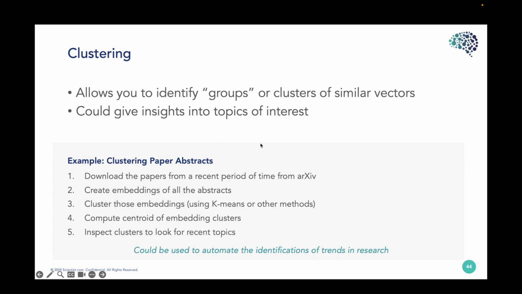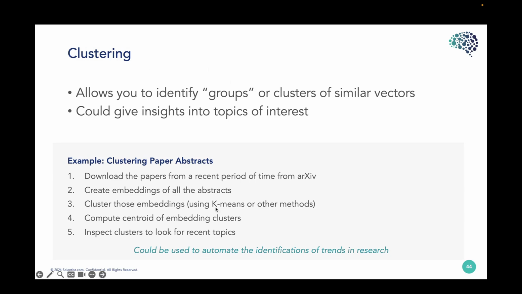Imagine you go to the preprint server archive, and this is all publicly accessible. You could download all of the papers overnight, or maybe all of the papers for the past week. You could create embeddings of all of the abstracts, or maybe the embeddings of the entire paper, or maybe just the methods section, whatever use case you're targeting.